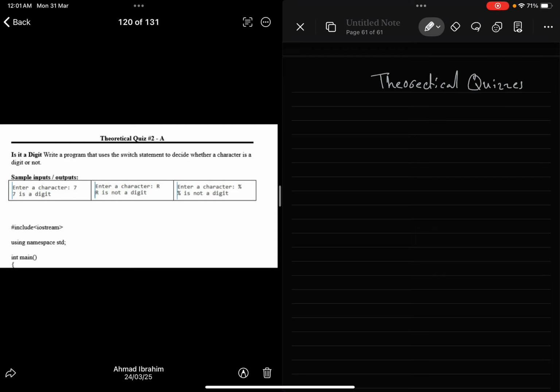I think I will cover just 2 or 3 from quiz 1, and the most of the quiz will be quiz 2. So I will focus on quiz 2 because it contains a lot of things like while loop and for loop, if and nested if and so on. So I will start now.